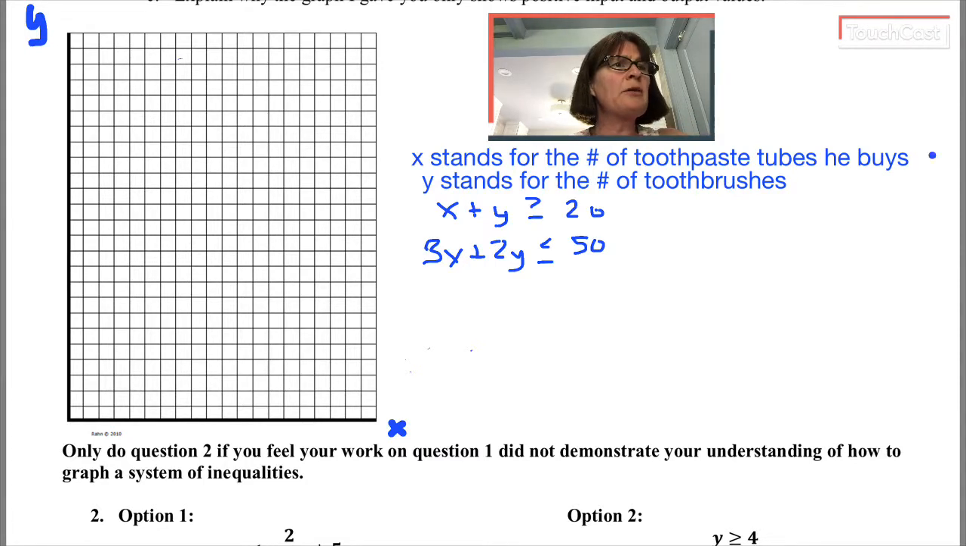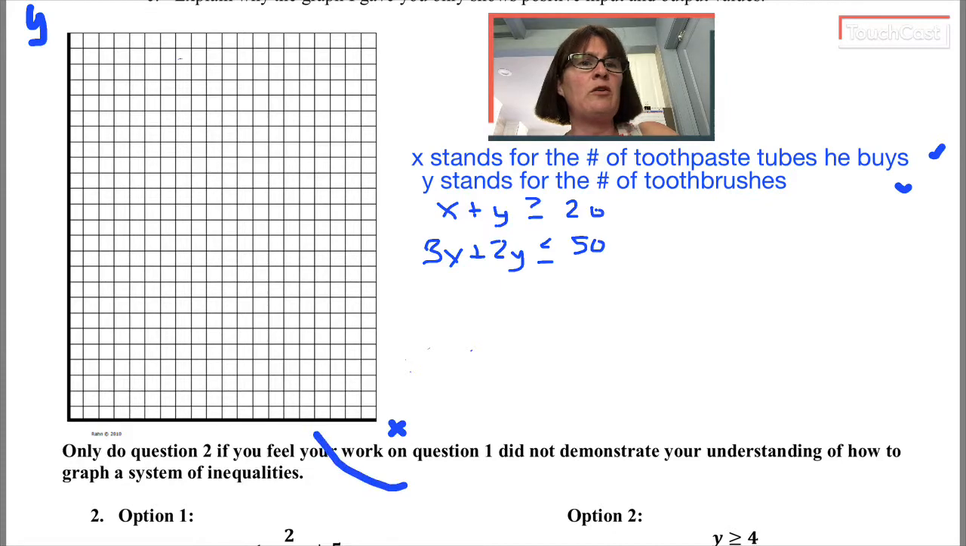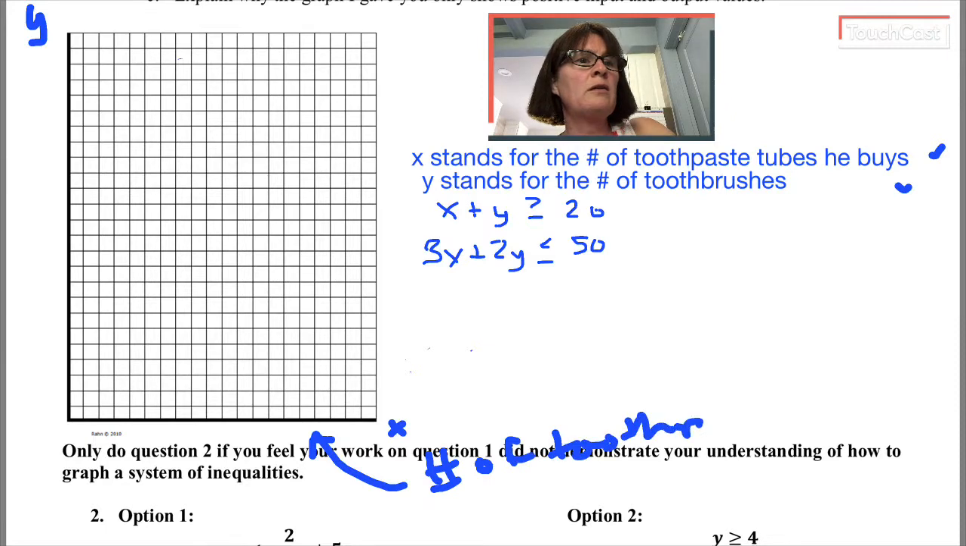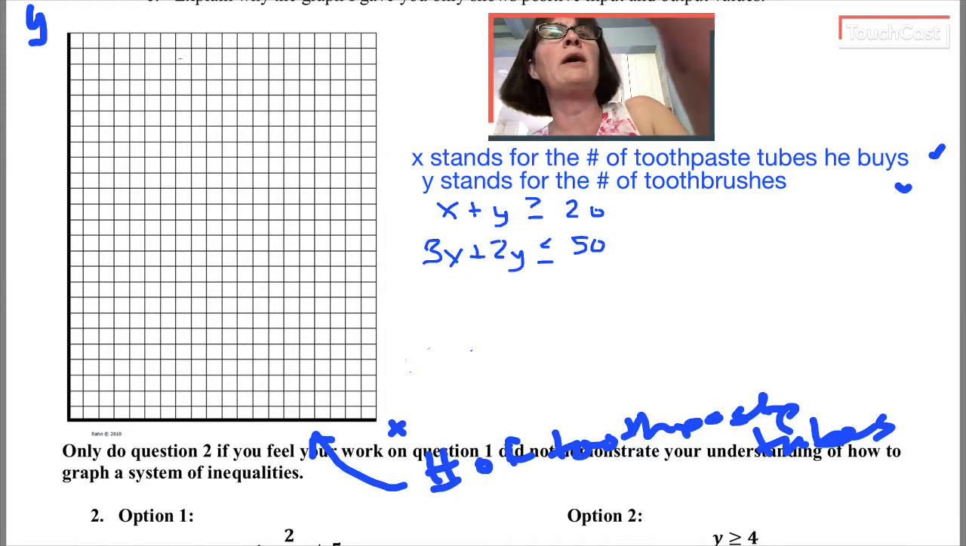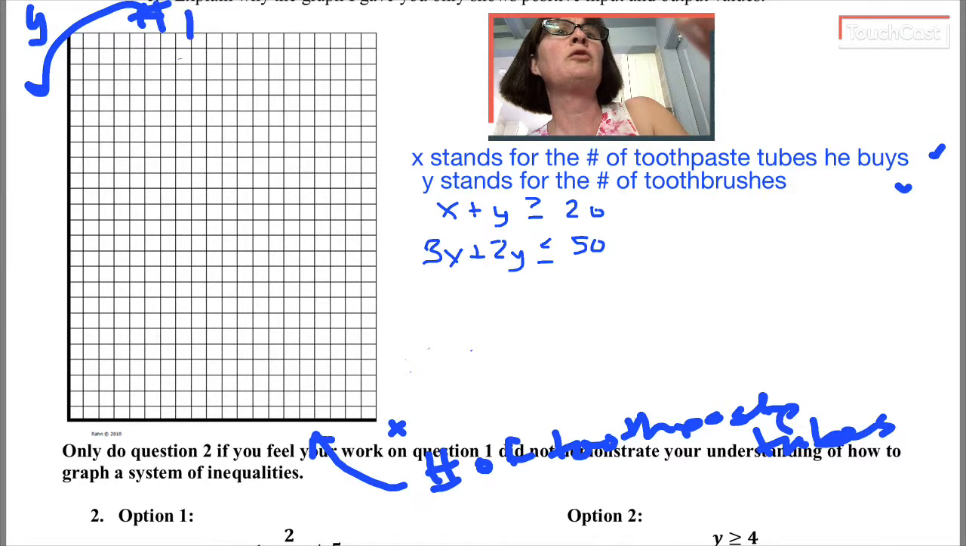And remember these things that I wrote down here, my definitions for my variables? Since X and Y are my variables, what I've written here next to them are going to be my labels for those axes. I recognize there's not a lot of room here. So on my x-axis, I'm going to label that with number of toothpaste tubes. And here, along the y-axis, number of toothbrushes.